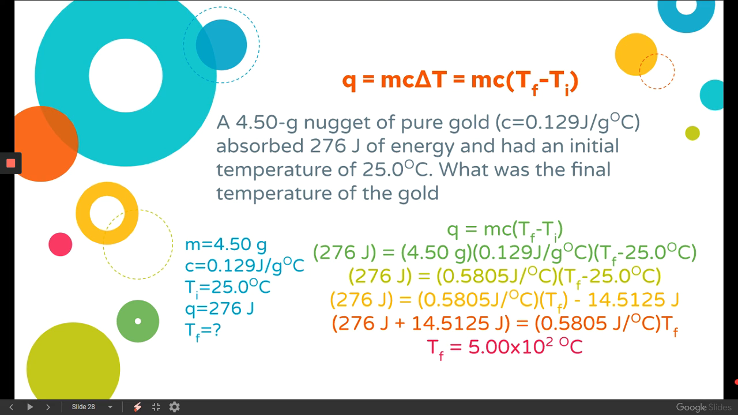I hope this helped. This is the trickiest way that I can ask you to use this equation, other than adding in some extra conversions, but finding the initial temperature would be done exactly the same way.